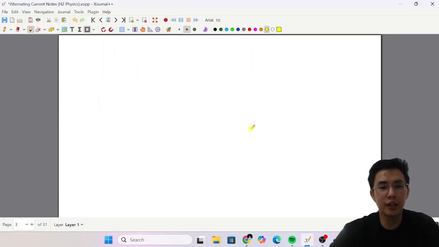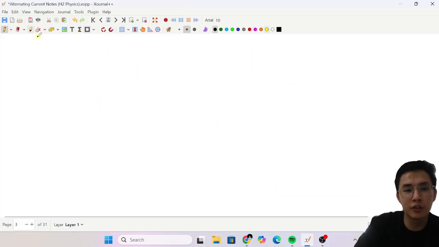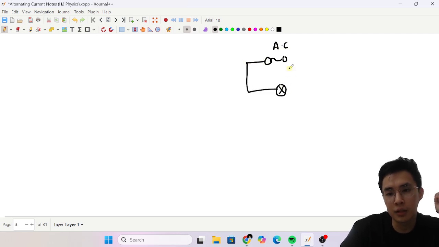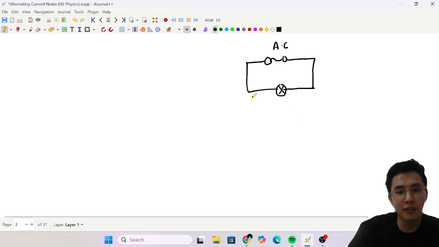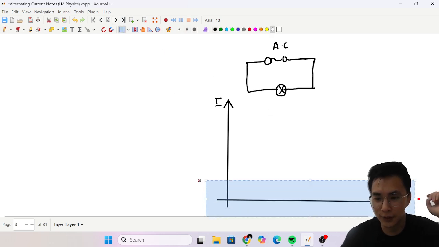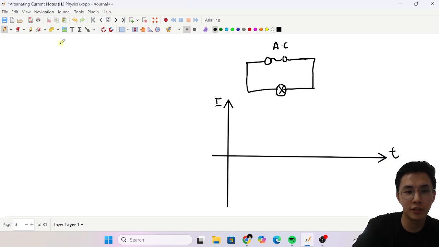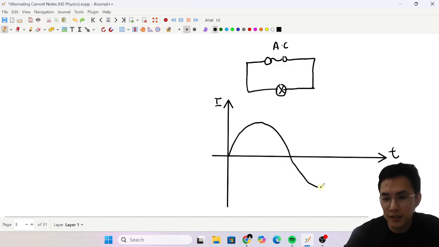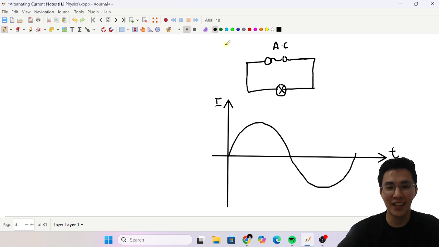I'm going to create a new page and take a look at this. Suppose I have this setup here. It's an alternating current like this, and I have a light bulb like that. Then the idea is, let's say the current graph looks something like this. I should make it a sinusoidal graph, so let me just shift it a little and draw something like this. Let's say this is a perfect sine graph. Ignore my poor drawing here. Imagine this is a perfect drawing of a sine graph.